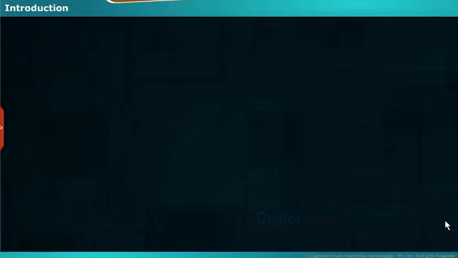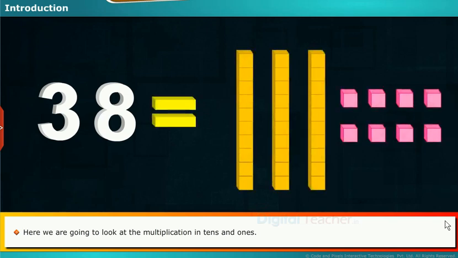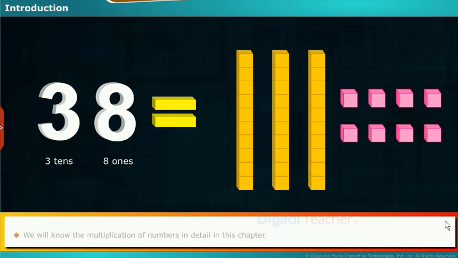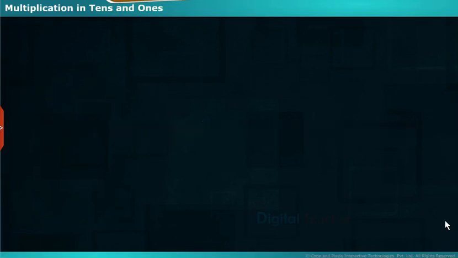Introduction. In the previous lesson, we learned basic multiplication. Here, we are going to look at the multiplication in tens and ones. We will know the multiplication of numbers in detail in this chapter. Let us see the multiplication in tens and ones.